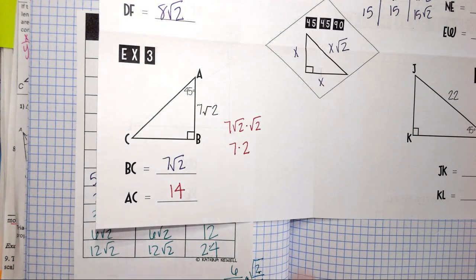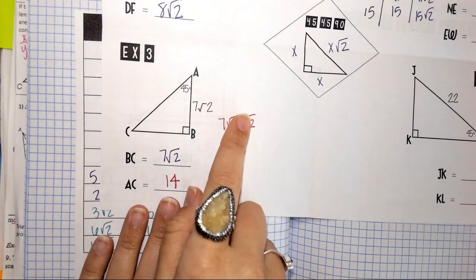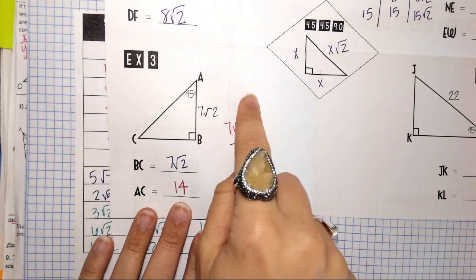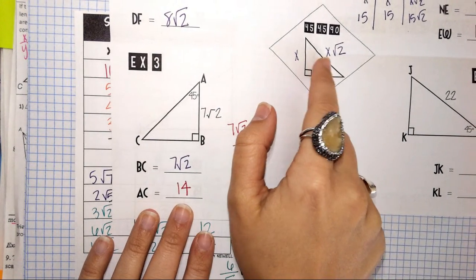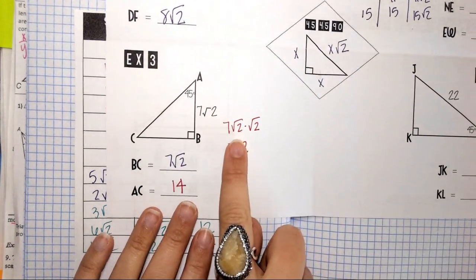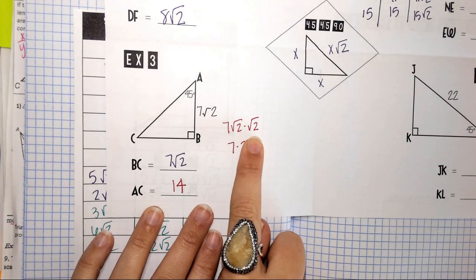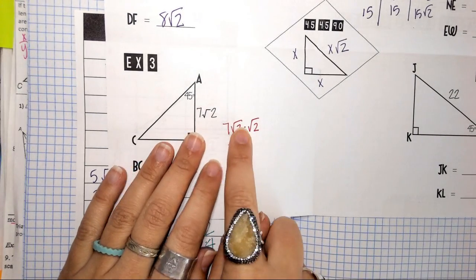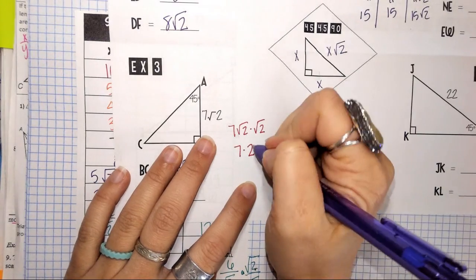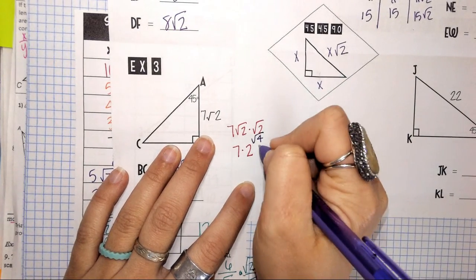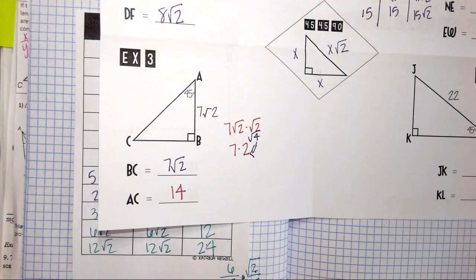Give me just a second and let me go over this. So again, what I did was we know that if our side lengths are X, we're going to multiply X times the square root of 2. So I did 7 root 2 times the square root of 2. We can multiply the 2's together. 2 times 2 is 4. And the square root of 4 is?